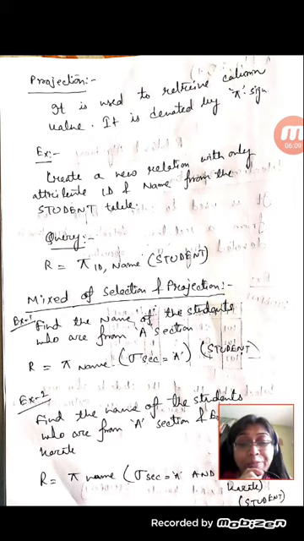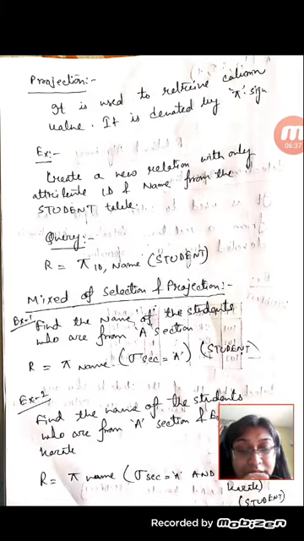Now I am going to discuss how we can mix both of the concepts, selection and projection. There is a type of query that will come in your examination, which is a combination of selection and projection. How can we understand that a query is based on both selection and projection? See, find the name of the students who are from A section.